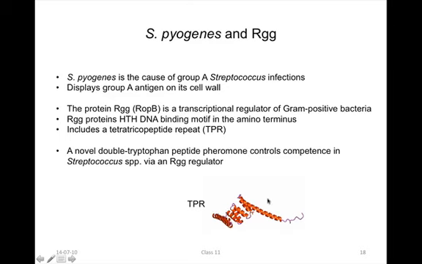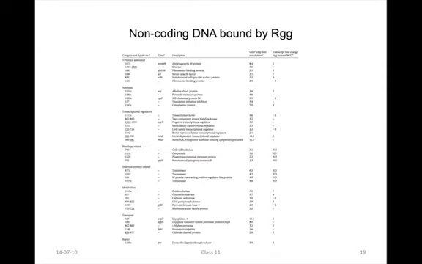One of the reasons I thought this would be interesting is because there's a novel double tryptophan peptide pheromone controlling competence in Streptococcus with an RGG regulator. This is something that we in our lab are looking at, because this RGG regulator is involved with ComX and ComS, ComR, XIP regulation.